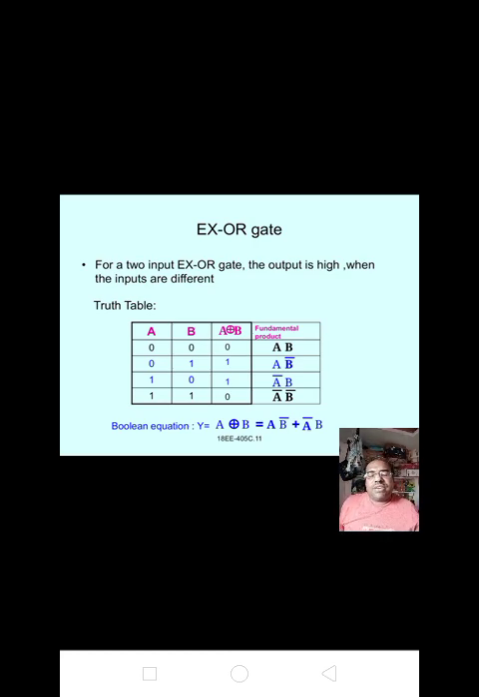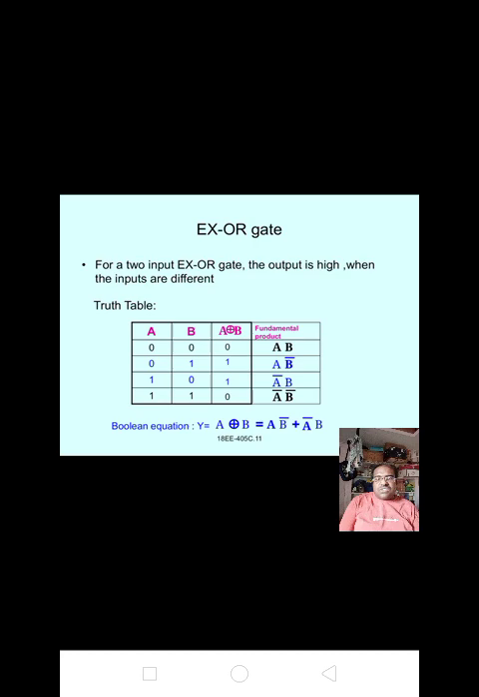Truth table. Here, for the XOR gate we have taken only 2 input variables, so we have 4 input combinations, 2 power 2 equal to 4. That is 0, 1, 2, 3 are the inputs in decimal form. We are taking them in binary form. For 0 it is 0, 0. For 1, it is 0, 1. For 2, it is 1, 0. For 3, it is 1, 1. A XOR B for 0, 0 is 0, and the fundamental product is AB. For 0, 1 it is 1, and the fundamental product is AB bar. For 1, 0 it is 1, and the fundamental product is A bar B. For input 1, 1 it is 0, and the fundamental product is A bar B bar.